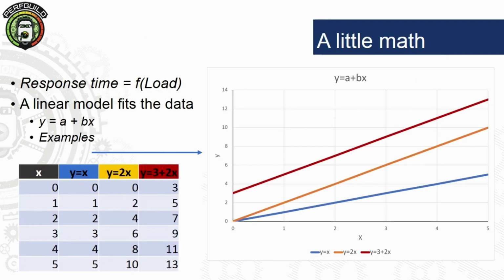So now we're going to do a little math. Mathematically, we can express our model as saying response time is a function of load. And that function, as we saw earlier, is a line. The way to mathematically express a line is here. Y equals A plus Bx. Y is our response time and x is our load. A is a constant and B is the coefficient of x. Now here we can see various examples of how varying those values affects what the line looks like. We're basically just changing the intercept A and slope B. And so this is the equation of a line, and that's what our model is going to look like.